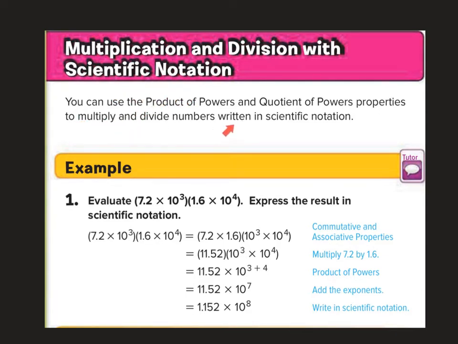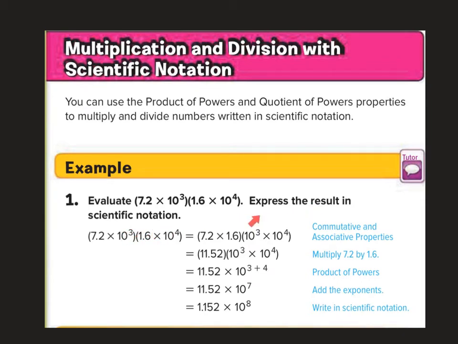You can use the product of powers and quotient of powers properties to multiply and divide numbers written in scientific notation. Example 1. Evaluate 7.2 times 10 to the third times 1.6 times 10 to the fourth. Express the result in scientific notation.